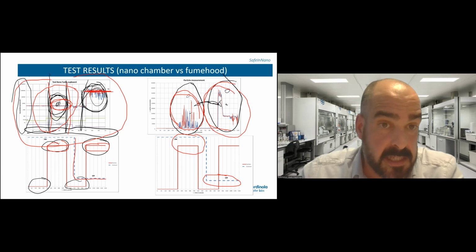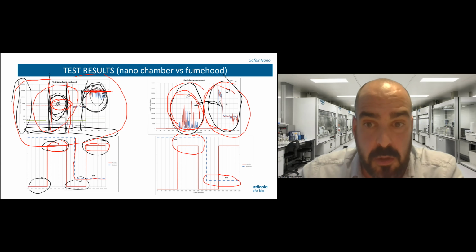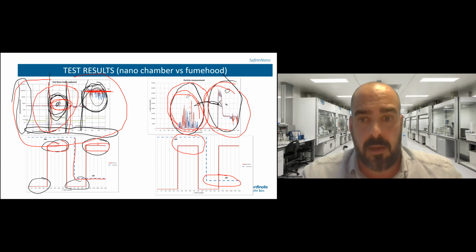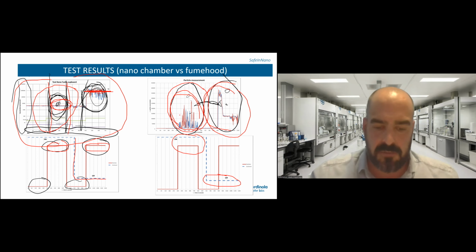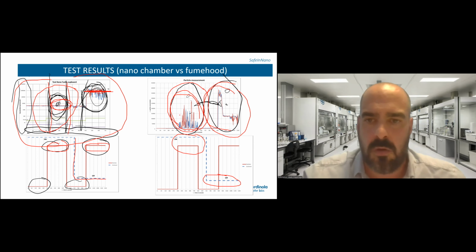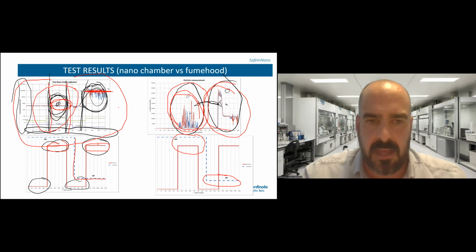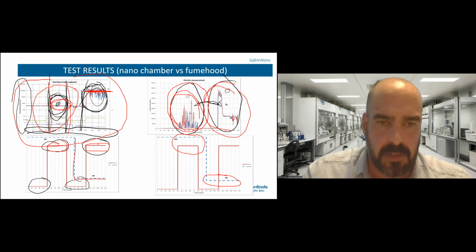So here is the difference. Here there is 100% containment within the nanochamber, and here we have a huge break of the containment with a conventional fume hood. Of course, if you need more detailed information, you can contact me, and I will be very happy to share all the information and all the tests that we have performed.